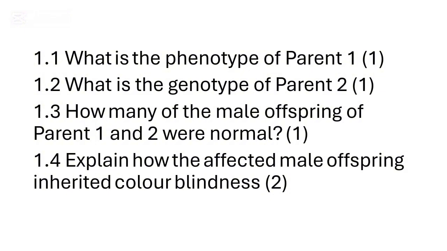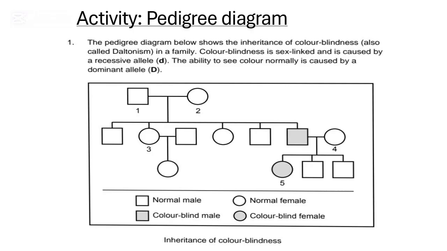Moving on to 1.3. How many of the male offspring of parent 1 and 2 were normal? Okay, so we're going back to the diagram. And we know that male offspring are represented by squares. So this means that while we're going to figure out the number of normal male offspring, we will not include the circles, as the circles represent females.